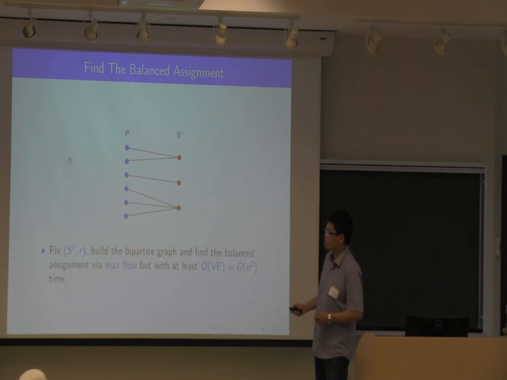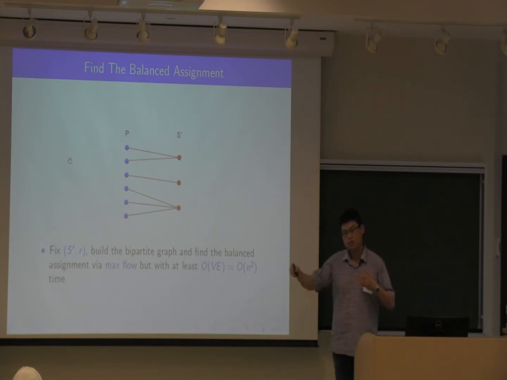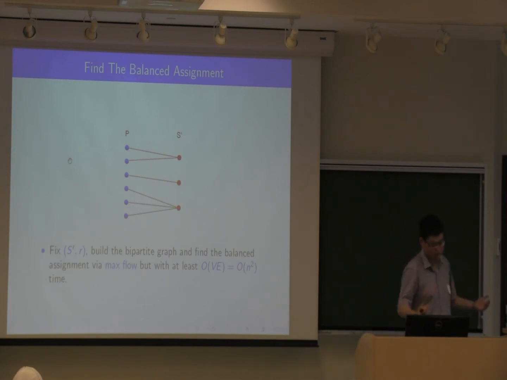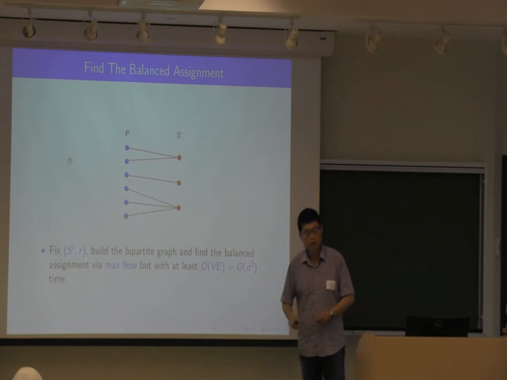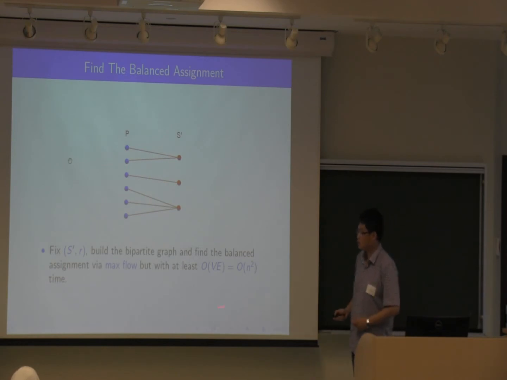After fixing this couple, we build such a bicolored graph. The left column indicates the set of input points, and the right column indicates the fixed tuple. Then, for any pair of vertices from different columns, if their distance is no more than R, we connect them by an edge. And for each vertex in the right column, there is a demand equal to the given lower and upper bound. Then we compute the maximum flow. If the maximum flow is equal to n, that means this couple is feasible. Otherwise, we reject it.